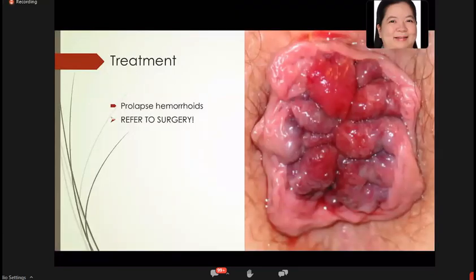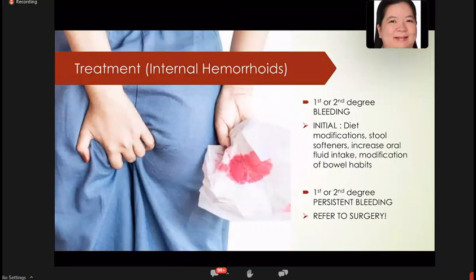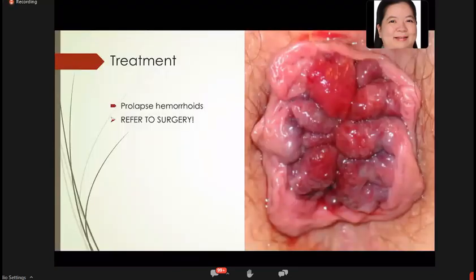But for prolapse hemorrhoids, no, these are third degree or worse is fourth degree, okay? No room for observation, no, you refer them to surgery. Some of them might need to be admitted pa nga for adequate IV pain control, okay? Then, para makita kagad ng surgeons, okay?